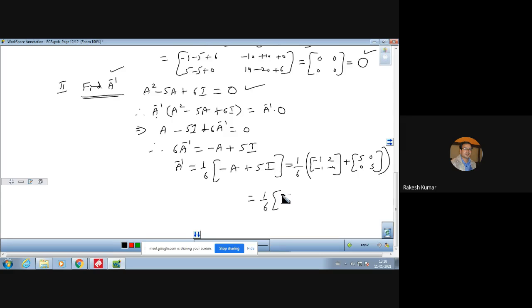So the first element should be 4, the second element 2, the third element -1, and the next one is +1. So this is your A inverse of the given matrix.